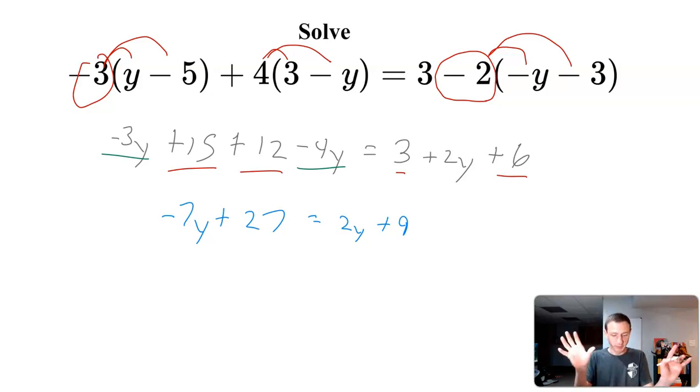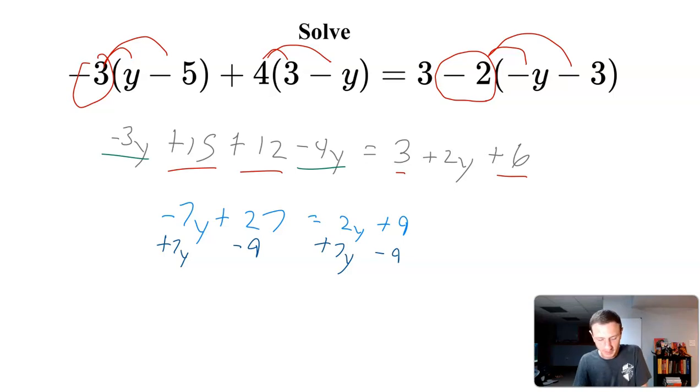Now we just have variables on both sides. We have our constants on both sides, so we have to make the decision how we want to go about doing this. I'm going to add the 7y over. So I'm going to keep everything positive if I can. So I'm going to add the 7y. Meanwhile, I'm also going to subtract 9. I'm going to take care of those constants.